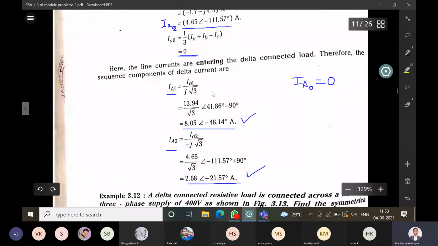So the j value is taken as 90 degrees. Since it is in the denominator, it has been taken as minus 90 here. Here in the denominator minus j is there, so that will become plus 90. What is the value?